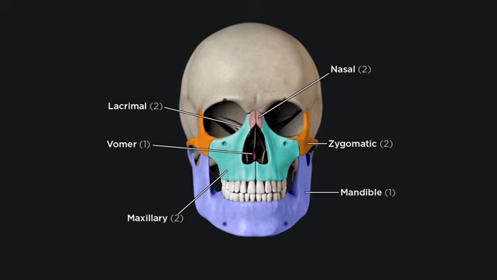The remaining 4 bones are not readily seen externally. 2 are the paired inferior nasal conchae on the sides of the nasal cavity, and a pair of L-shaped palatine bones likewise contribute to the lateral nasal wall, but also help make up the roof of the mouth.